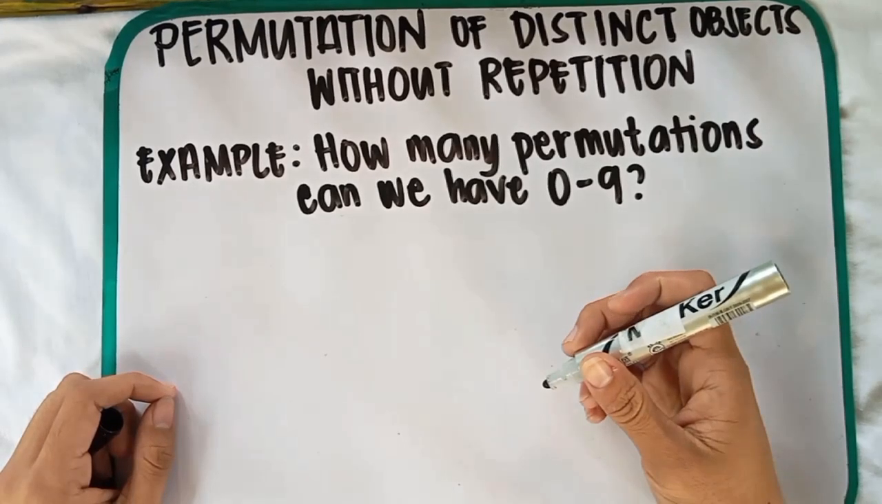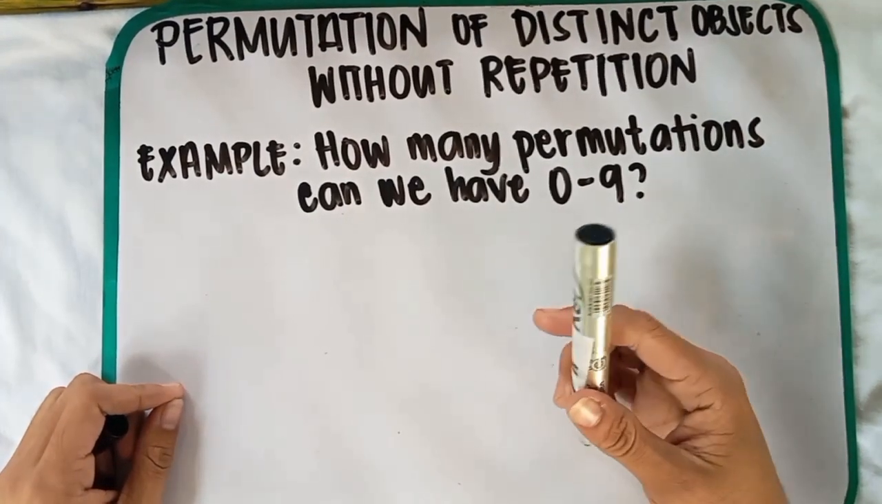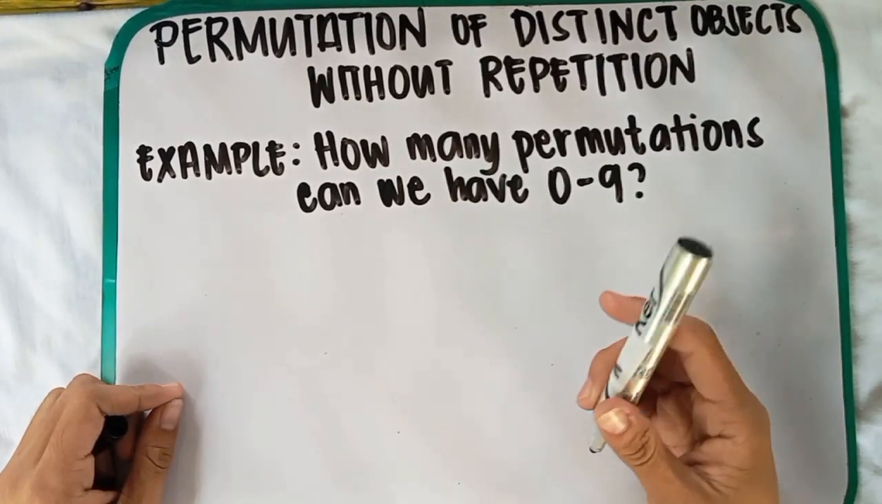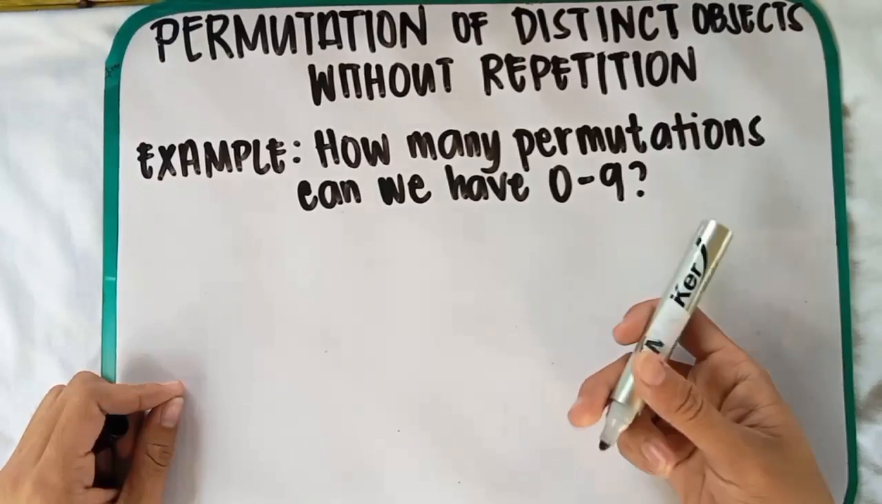The first type of permutation is permutation of distinct objects without repetition. Let's give an example. How many permutations can we have from 0 to 9?